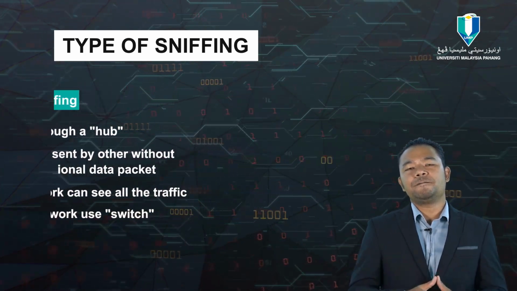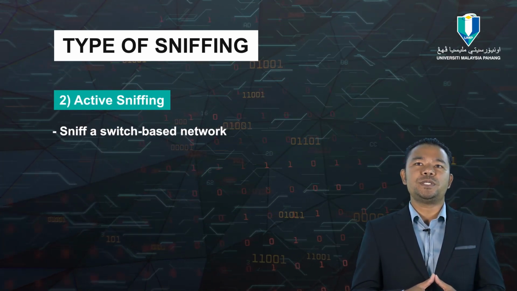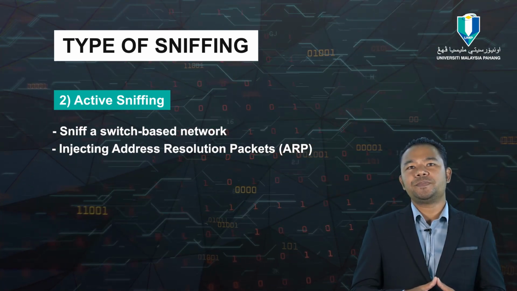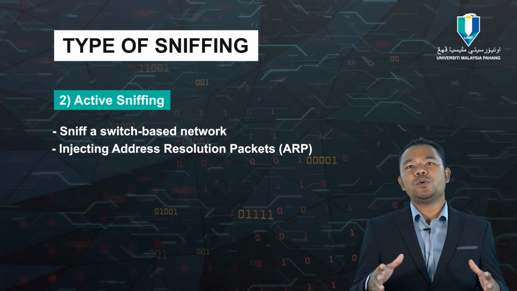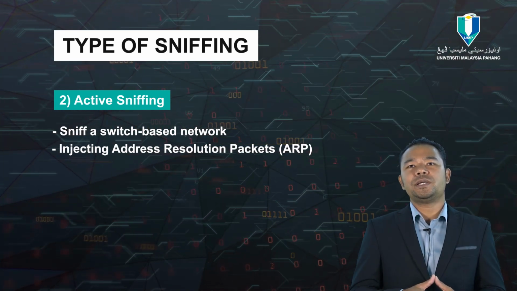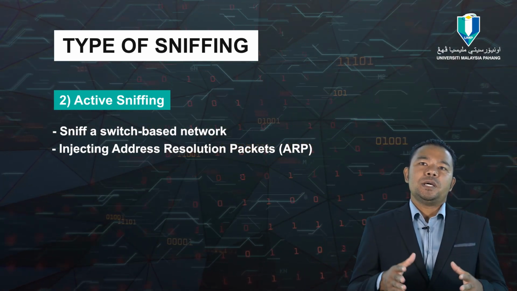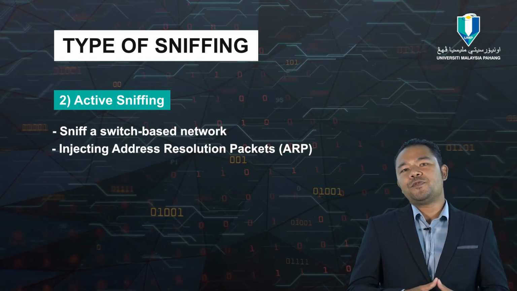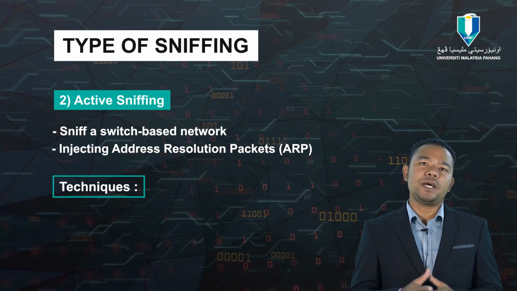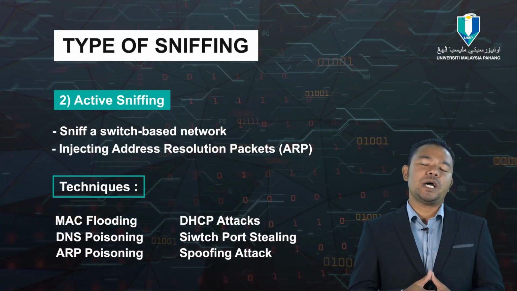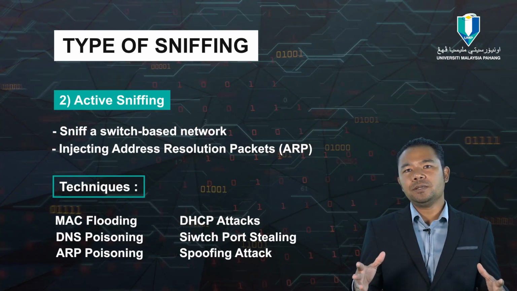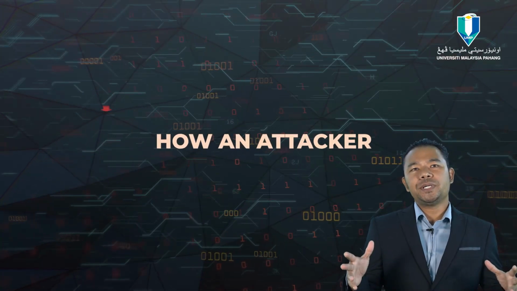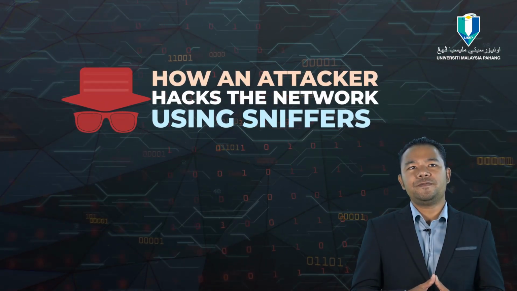Active sniffing is used to sniff a switch-based network. Active sniffing involves injecting address resolution packets, or ARP, into the network to flood the switch content addressable memory table, which keeps track of host connections. Examples of active sniffing techniques are MAC flooding, DNS poisoning, ARP poisoning, DHCP attack, switch port stealing, and spoofing attack.